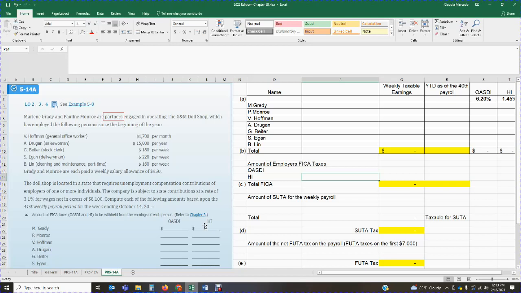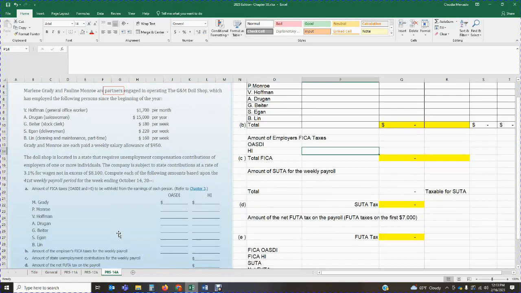Now, the doll shop is located in a state that requires unemployment compensation contributions of employers of one or more individuals. The company is subject to state contributions at a rate of 3.1% for wages not in excess of $8,100. Okay? We have to compute each of the following amounts based upon the 41st weekly payroll period for the week ending October the 14th. We're going to do one at a time because we have quite a bit of items that we have to resolve.